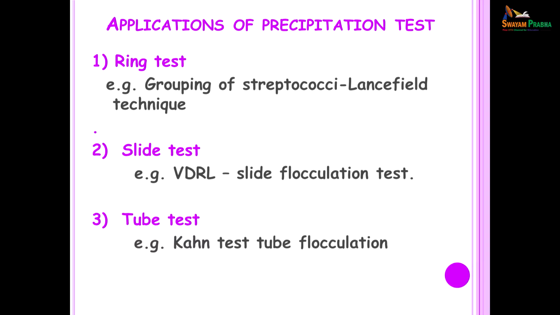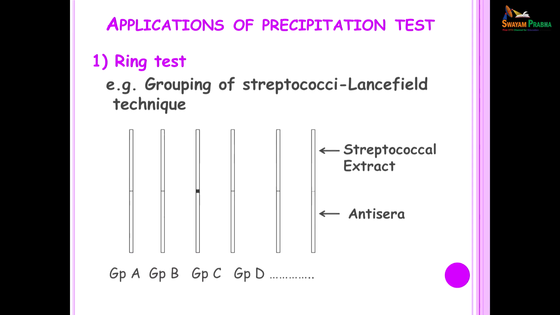What are the applications of the precipitation test? In the laboratory, the ring test is used for the grouping of streptococci by the Lancefield technique. As you know, streptococci are grouped into group A, B, C, D. Now, if we have isolated a streptococcus, we want to determine whether it belongs to group A, B, C or D.